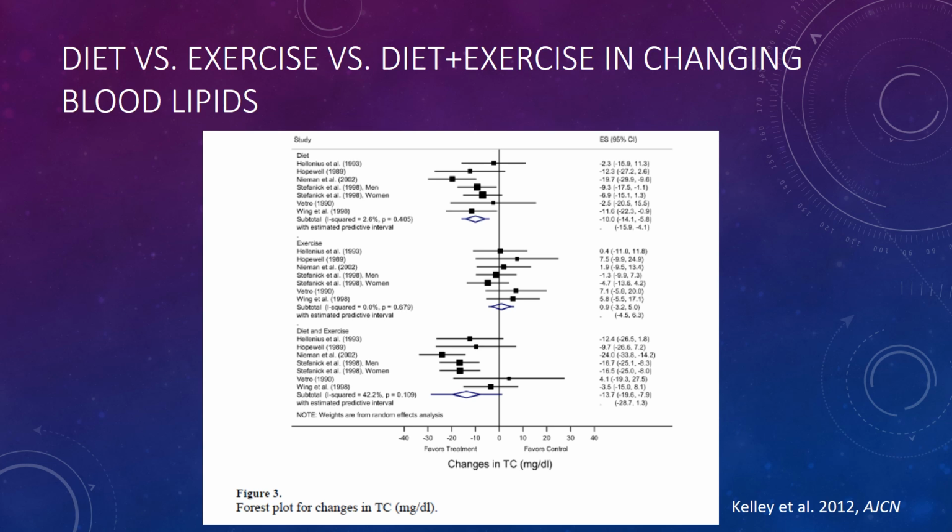So the blue diamond towards the top for diet shows that overall these several studies found that a diet intervention decreased total cholesterol by about 10 units. Now if you look at the exercise, there was no effect of exercise on total cholesterol. But if you look at the diet plus exercise at the diamond, it is to the left about 15 units. So really what this suggests is that diet alone impacted blood lipids, exercise alone did not. The best scenario was the combination of diet and exercise.